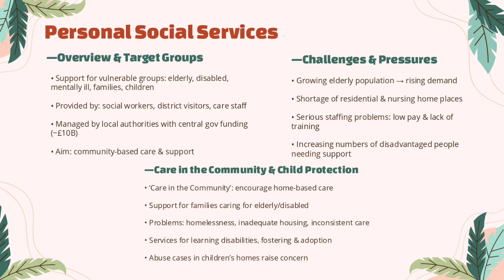Personal social service support for vulnerable groups like the elderly, disabled, mentally ill, families, and children is provided by social workers, district visitors, and care staff, managed by local authorities with central government funding like 10 billion, aiming for community-based care and support. Personal social service in the United Kingdom focuses heavily on helping vulnerable groups, from the elderly, people with disabilities, people with mental disorders, to families and children.